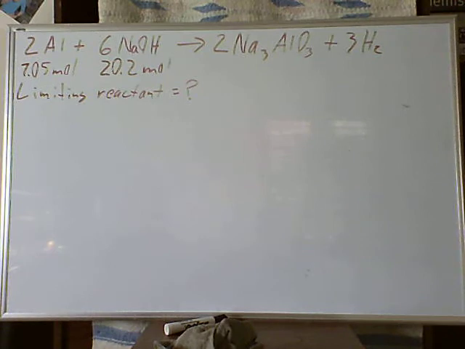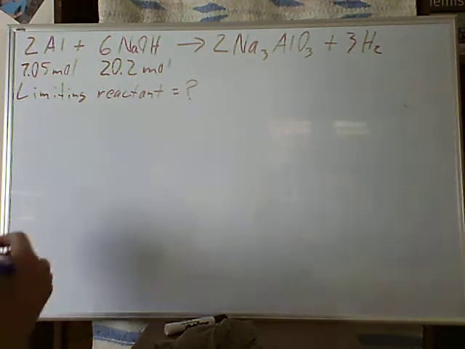We see that we have much less aluminum than we do sodium hydroxide, but this does not mean that is the limiting reactant, because in the reaction we use much less aluminum than sodium hydroxide. So we should calculate one of the products to determine which produces the least amount of product.